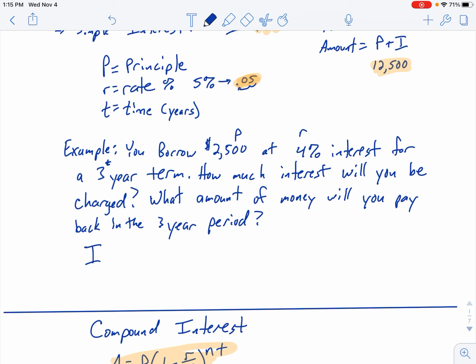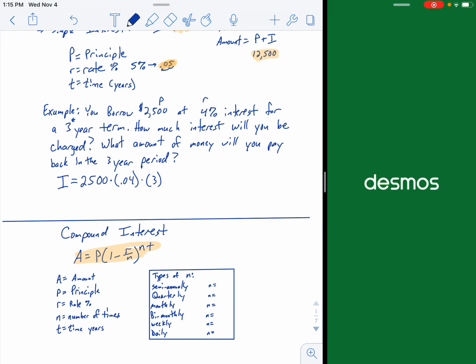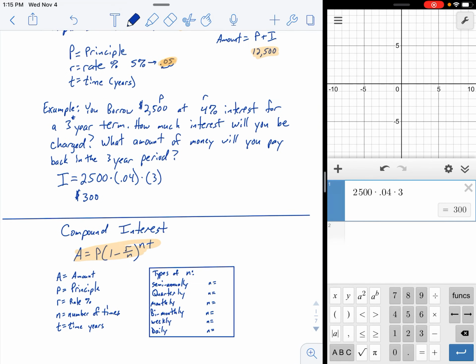So how much interest will you be charged? I equals principal, 2,500, multiplied by rate, 0.04, multiplied by time, which is 3. Simply grab a calculator and multiply that together, and I might as well just keep this Desmos on the screen. We'll be doing lots of calculator work today. 2,500 times 0.04 times 3, you'll be paying $300 in interest. That's the first answer to the first question.